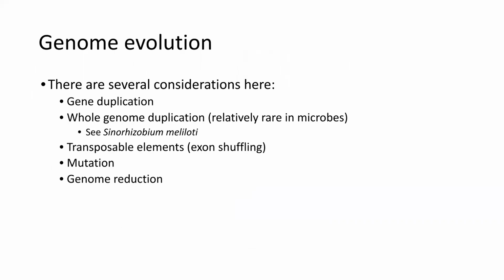Now, bacterial genomes evolve via several different mechanisms. So the first is gene duplication. The second one is whole genome duplication, which is particularly rare in bacteria, but there are some bacteria, such as Sinorhizobium meliloti, that actually do this. Then transposable elements, mutation, and finally genome reduction. So let's talk about a couple of these examples.